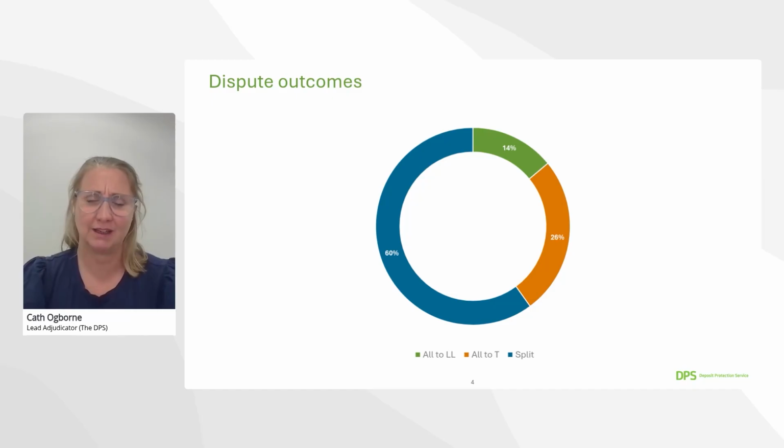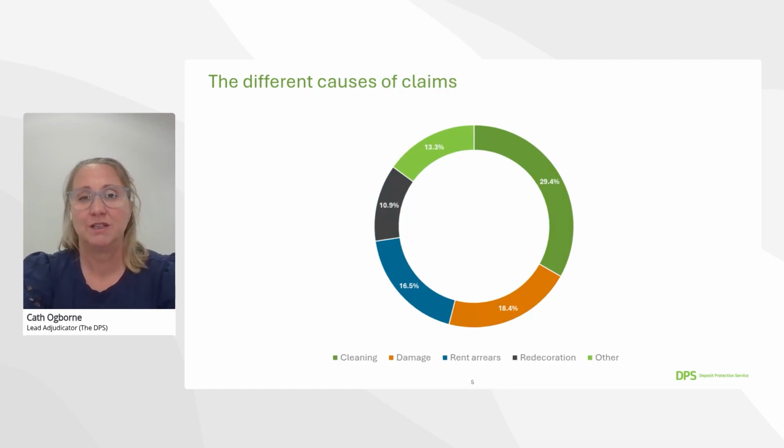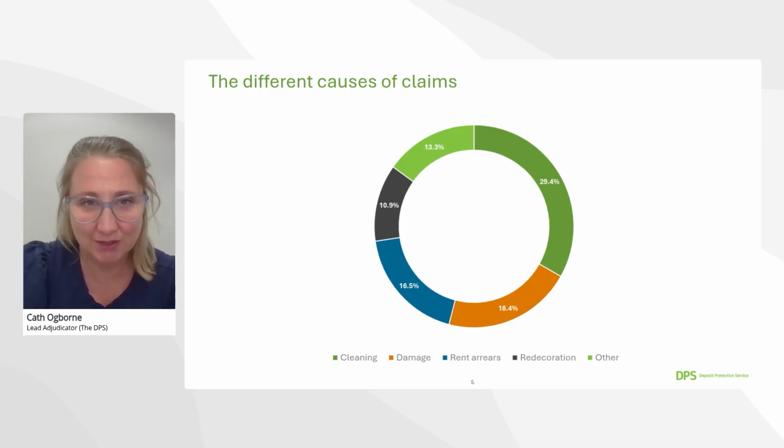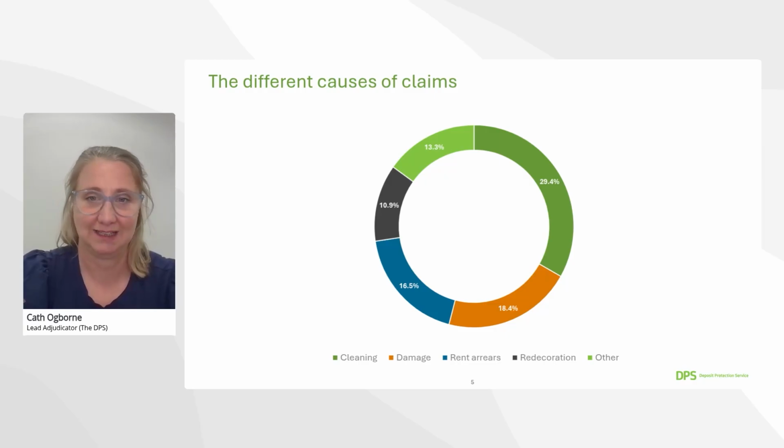You may be looking at that and thinking, oh, that's a little bit unfair that only 14% goes straight through to the landlord and a bigger percentage goes to the tenant. And that's because largely of where the burden and standard of proof lies, and we'll talk about that a little bit more as we go along. And here we can just see the different causes of a claim, and I don't suppose it will surprise you very much as landlords and letting agents, but the vast majority of our claims here are cleaning claims.